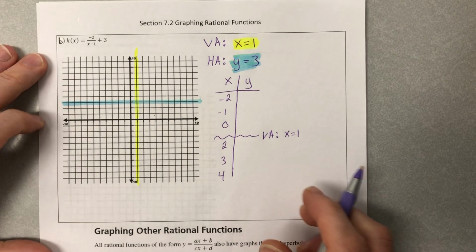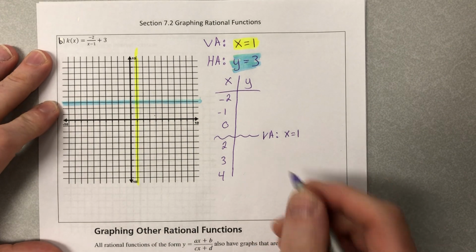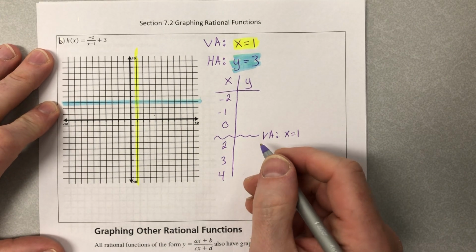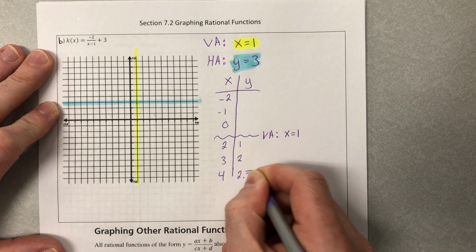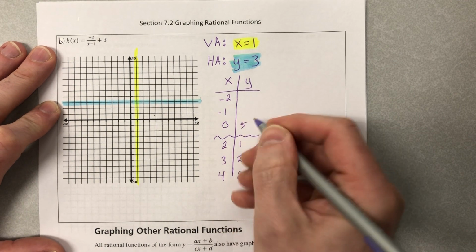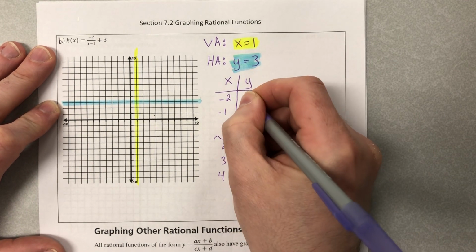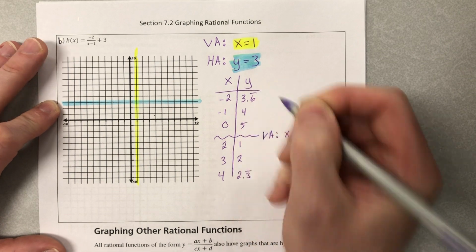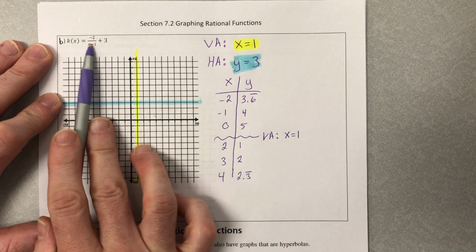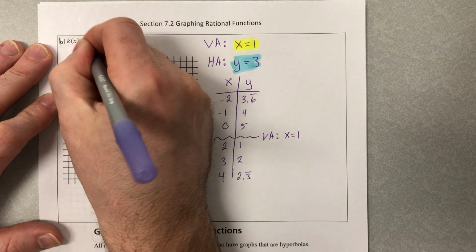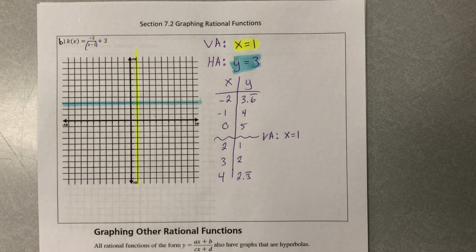When we go to plug this in, we will get 2 will be 1, 3 will be 2, 4 will be 2.3 repeating. 0 will be 5, -1 will be 4, and -2 will be 3.6 repeating. I will say when you go to put this in your calculator, make sure that the denominator is in parentheses when you type it in, because your calculator is programmed to do order of operations the correct way, so it's important how we plug this in.